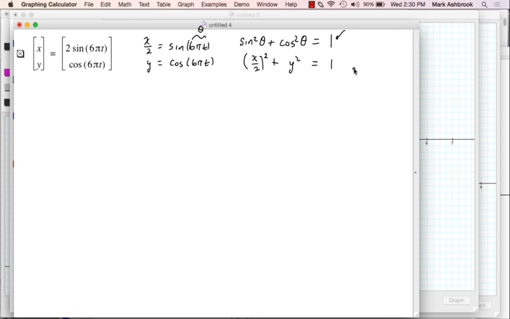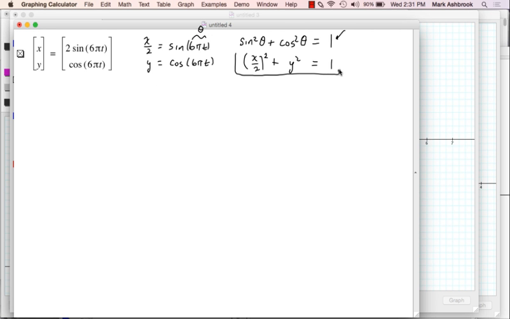So I just took sine squared of 6 pi t, let theta be 6 pi t. As long as these angles match, that can be any angle, any argument there, as long as they match. Then this squared plus this squared equals 1. Well, that's going to be x over 2 squared plus y squared. That's going to equal 1. Right?